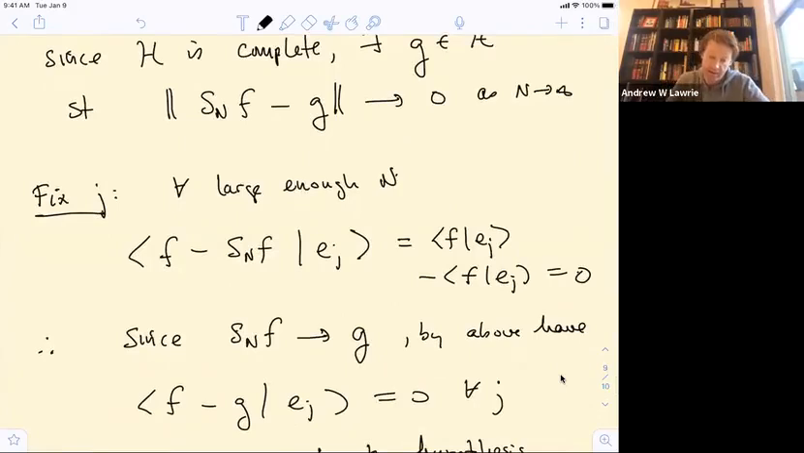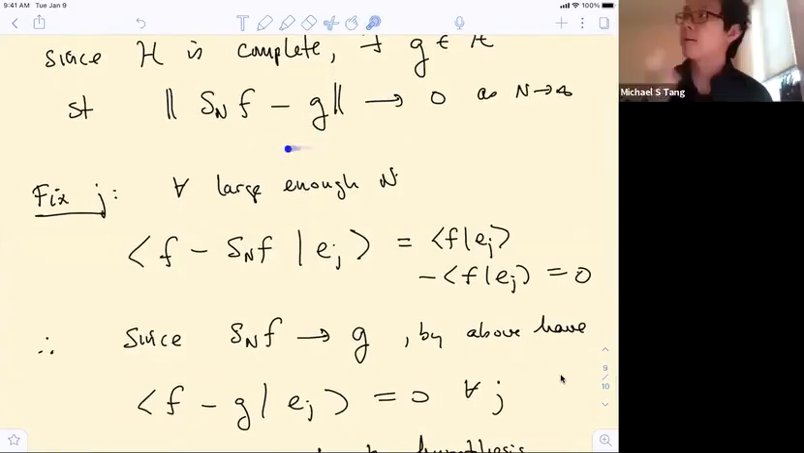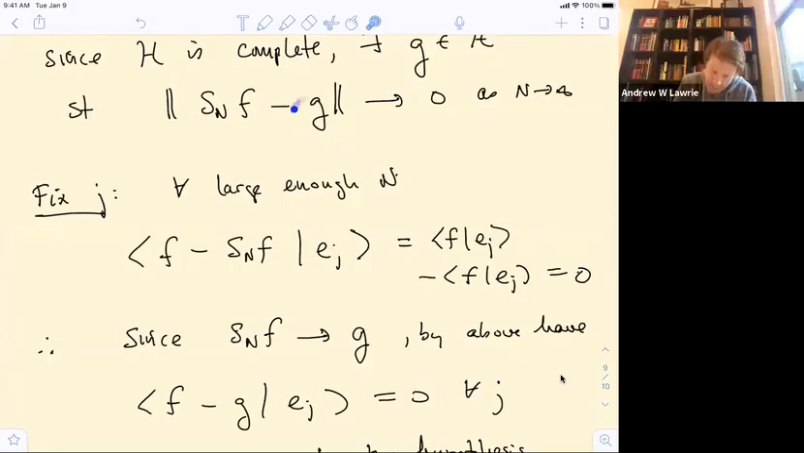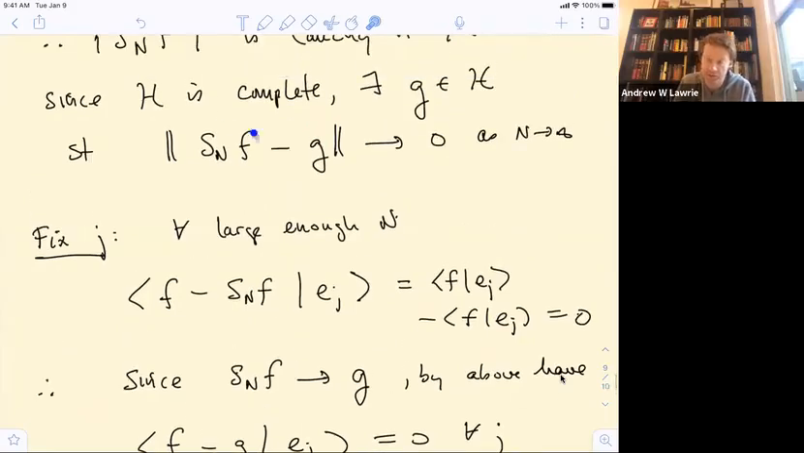Yeah, gotcha. Okay, so you're good up to here. So first we find some limit. We show that S_n is a Cauchy sequence. The Hilbert space is complete, so there exists a limiting object. All right, now we're going to try and show that f has to be equal to G.